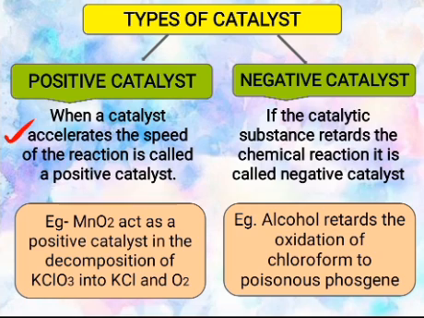Now, we will look at the examples of positive catalyst. MnO2 acts as a positive catalyst in the decomposition of KClO3 into KCl and O2. Now, example of negative catalyst. Alcohol retards the oxidation of chloroform to poisonous phosgene.